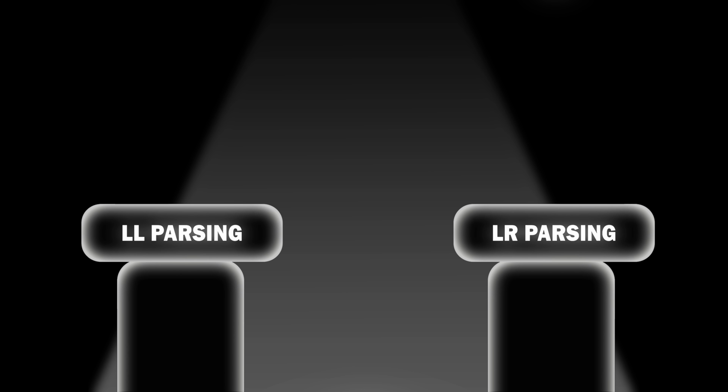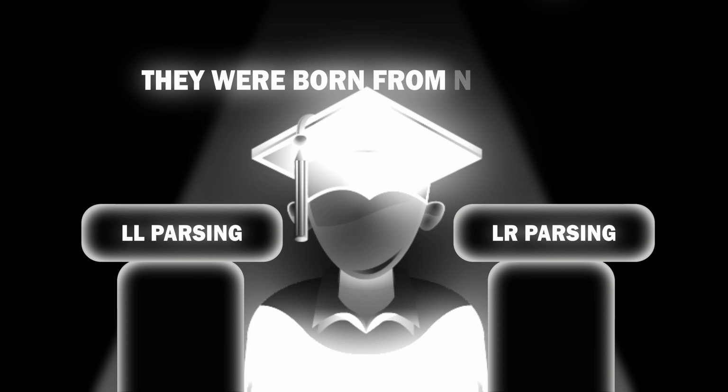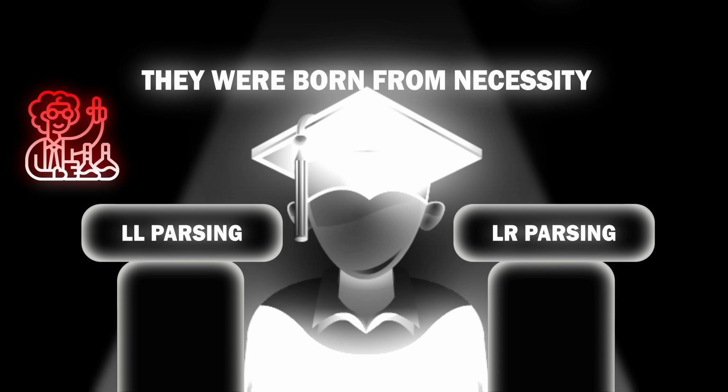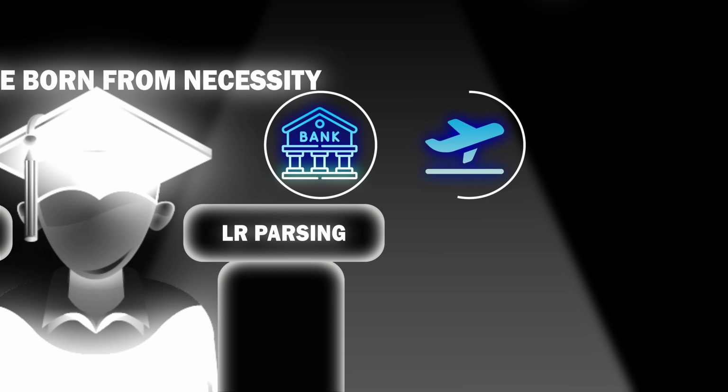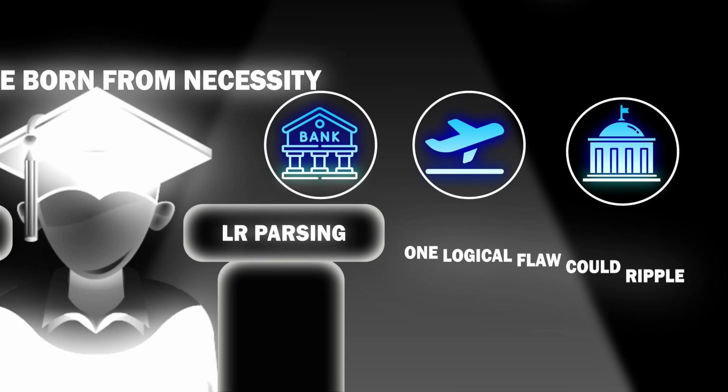But these developments weren't only academic. They were born from necessity. Software had escaped the laboratory. Now it ran banks, airlines, governments. One logical flaw could ripple across entire economies. Predictability mattered. Formalism was survival.